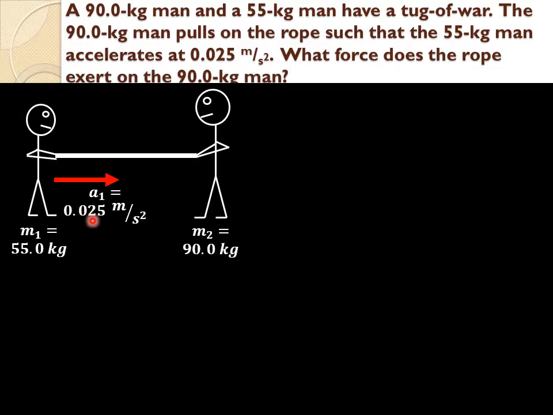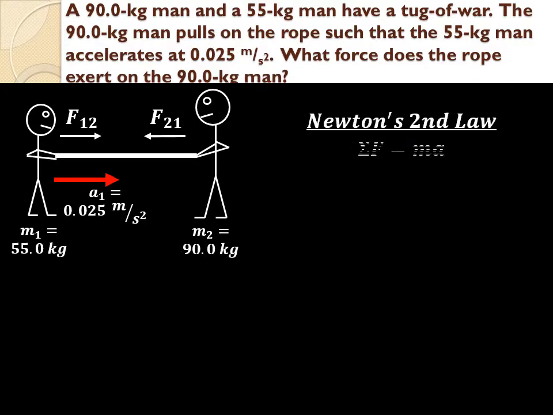So we got this guy over here, 55 kilograms. He's accelerating to the right at 0.025 meters per second squared. Then we got the 90 kilogram guy over here that's also pulling on the rope. Now because they're both pulling on the rope, they both have a force in tension on the rope. And the rope is pulling each one of these guys. So first of all, you got this guy that's being pulled to the right, this guy that's being pulled to the left. And both of these forces are actually going to be equal because the tension in the rope is going to be constant throughout.